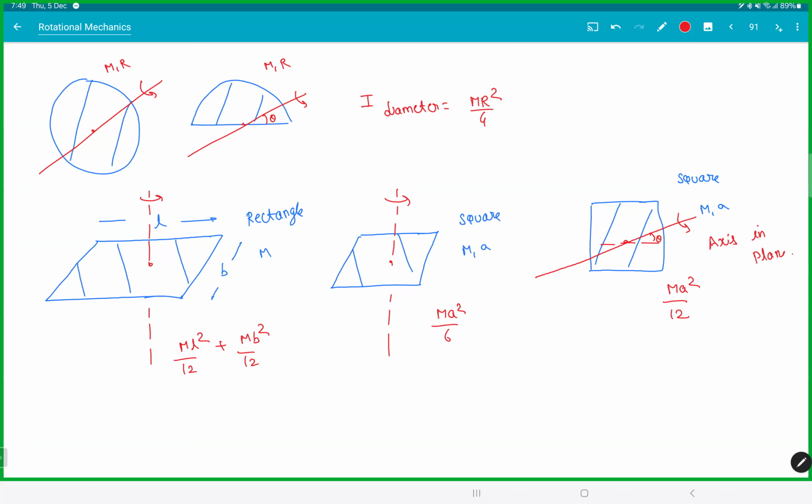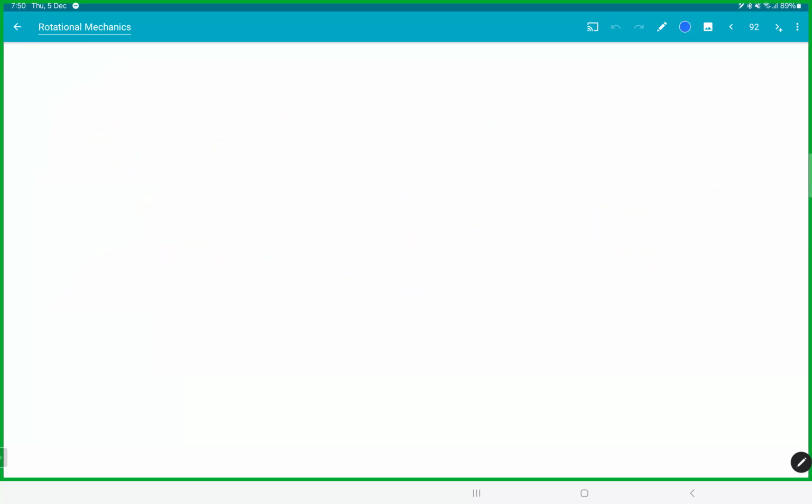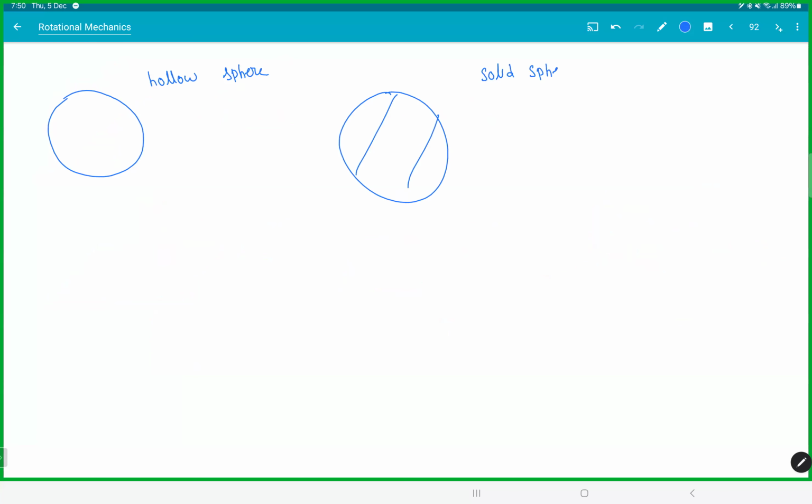And then hollow sphere, solid sphere, this one is important, scalene triangular plate. Just let's say triangular plate.